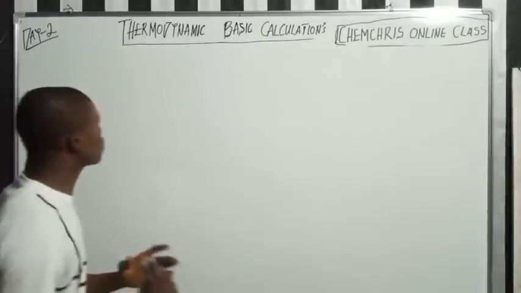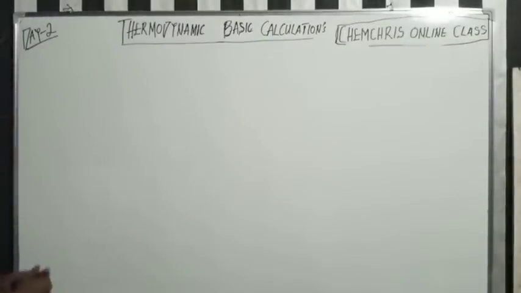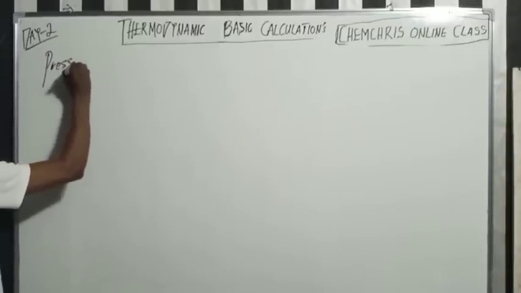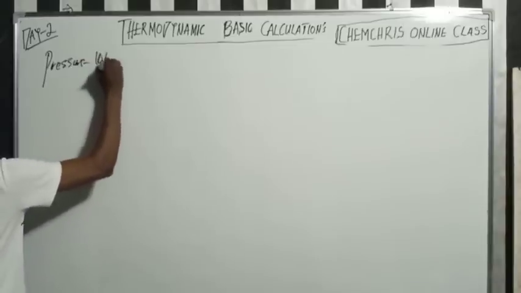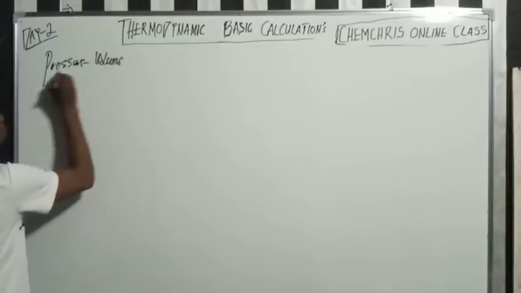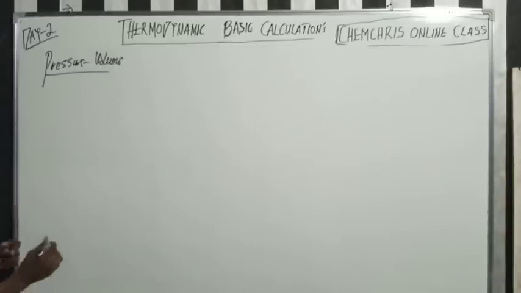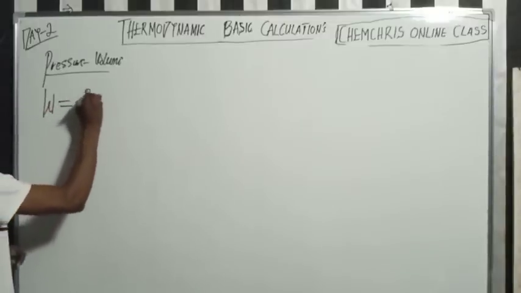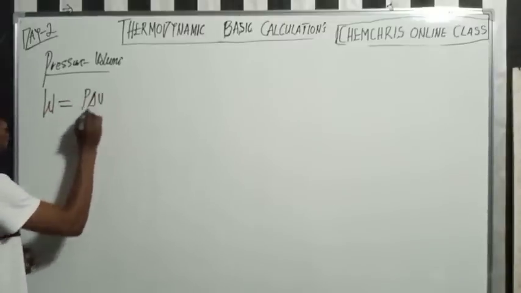Okay, so the first one to look at is pressure volume work. Now, this one here, work is equal to P change in volume.